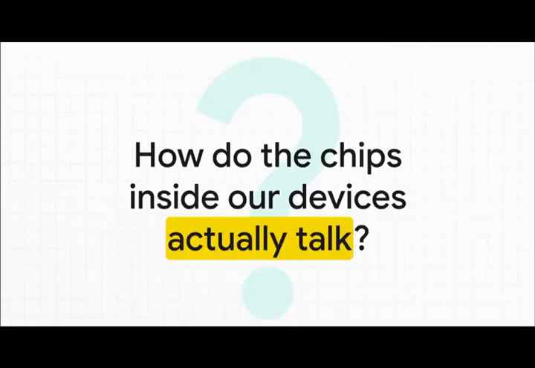Right? It's a fantastic question, because it's not magic, not at all. It's actually a super organized system of rules. Think of them as different languages that these components use. Without these rules, you just have a bunch of silicon sitting there in silence. So how do they do it?